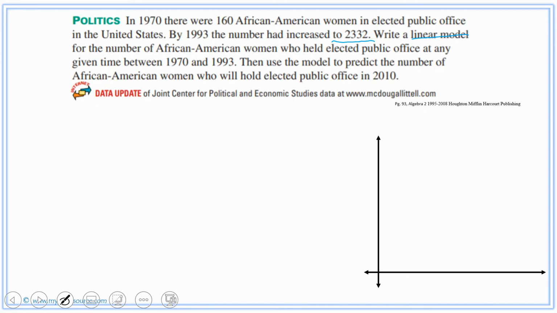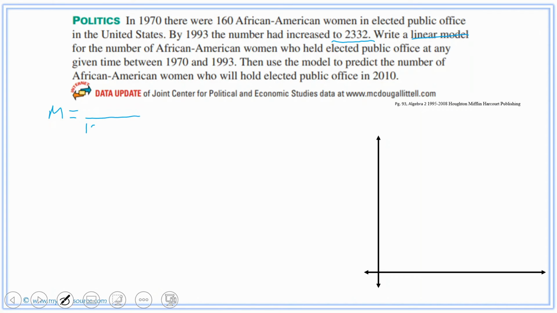All right, so this is taken from some data update there. This is from your book as well. So let's go ahead and look at the dates. First thing we want to do is get a rate of change that's happening here. And remember that's your rise over your run, or your dependent variable over your independent. Remember, time is always independent.